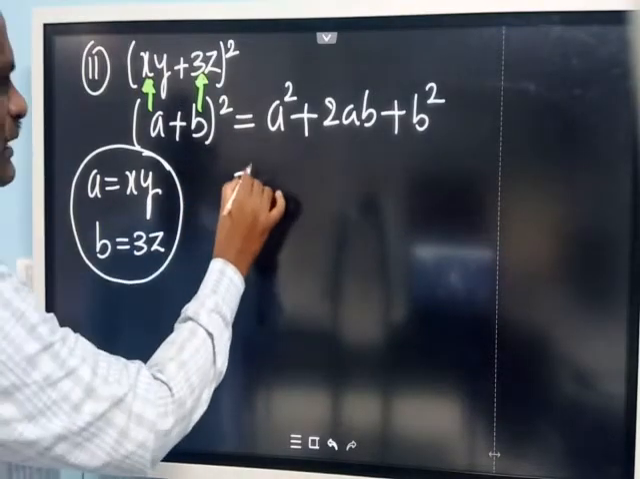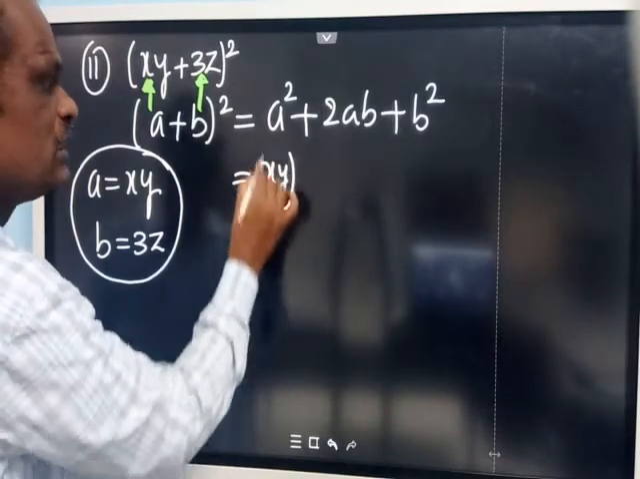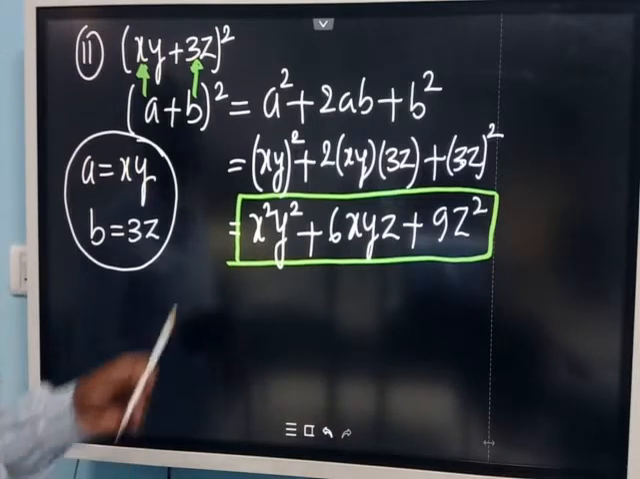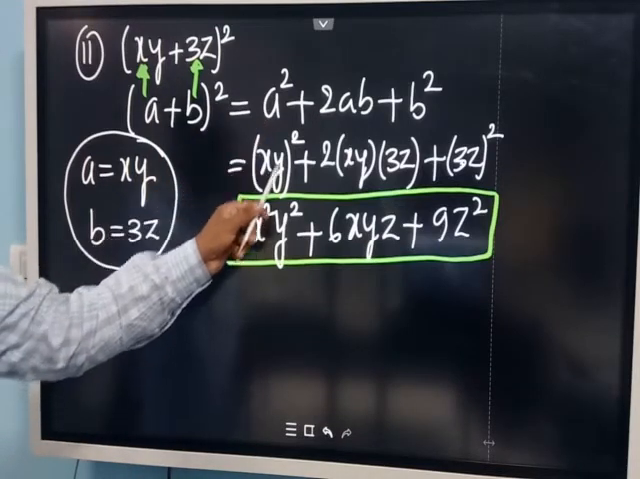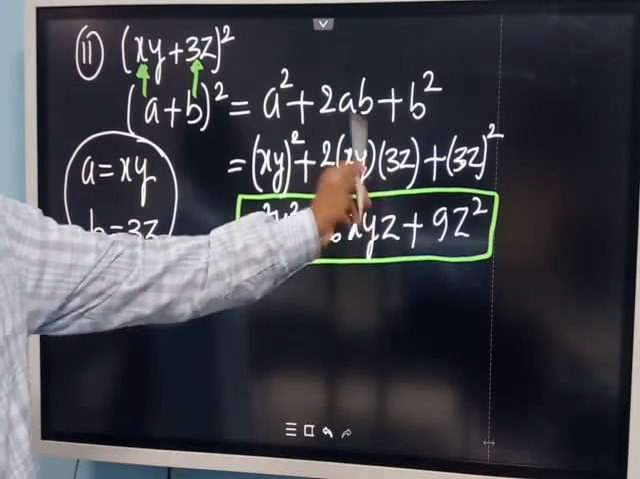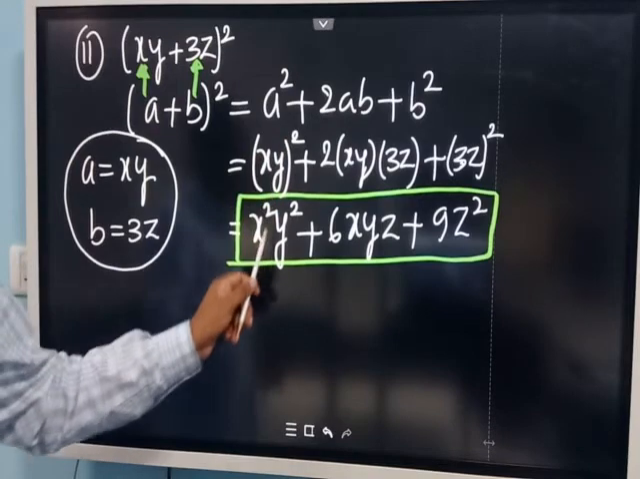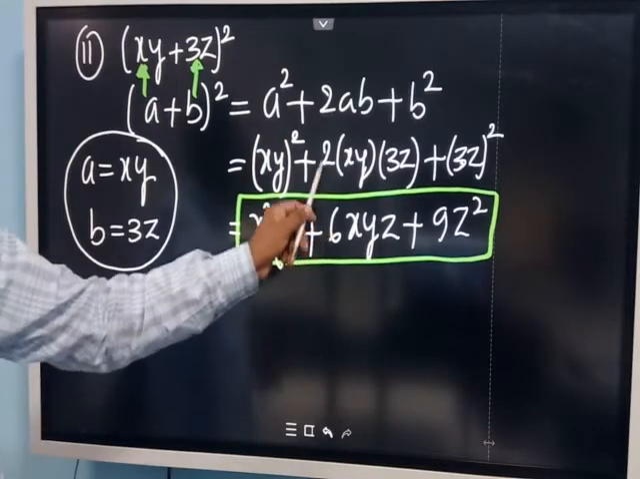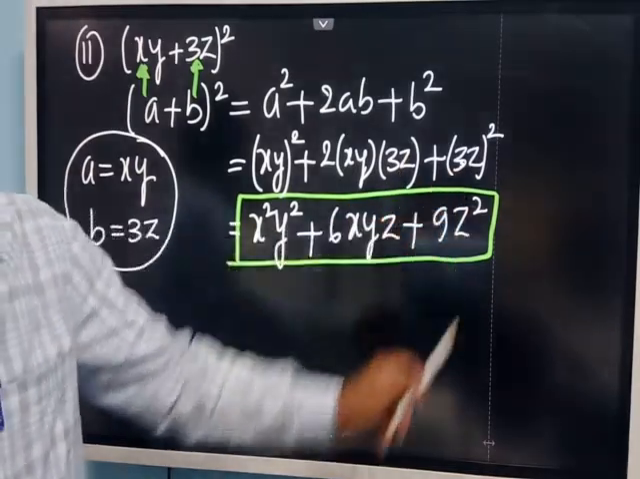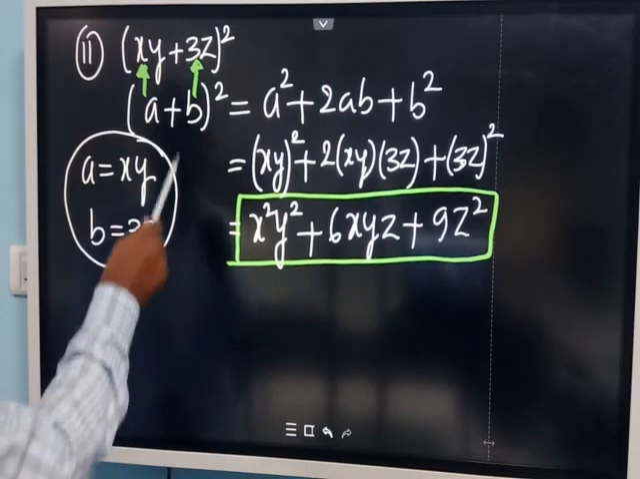So what happens, you see? a square means xy whole square. Again look at this: xy whole square plus 2 into a value xy into b value 3z, plus b whole square, which is 3z whole square. xy whole square means x square y square, 2 threes are 6, xyz, then 3z whole square is 9z square. So this is the solution of this one.